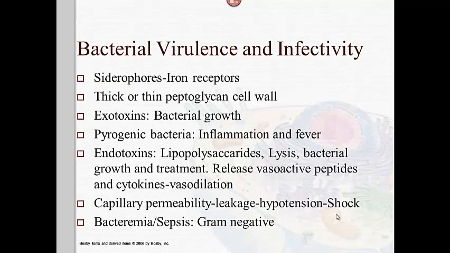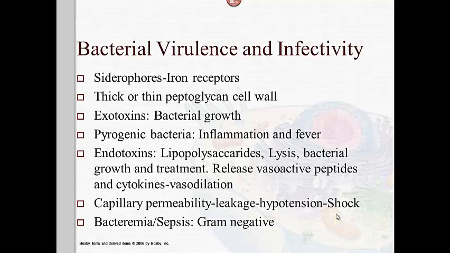So we discussed a little bit already what bacterial virulence and infectivity is. They could have siderophores, which are iron receptors, to provide more virulence and infectivity. When we go through infectious disease in either family or acute care, and also in pharmacology, you would also see that gram-positive bacteria have a thicker membrane layer, which is called peptidoglycan, than the gram-negative.